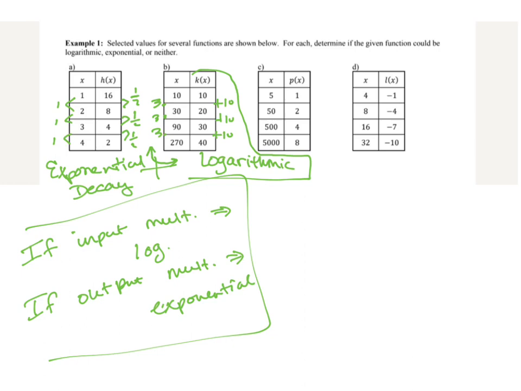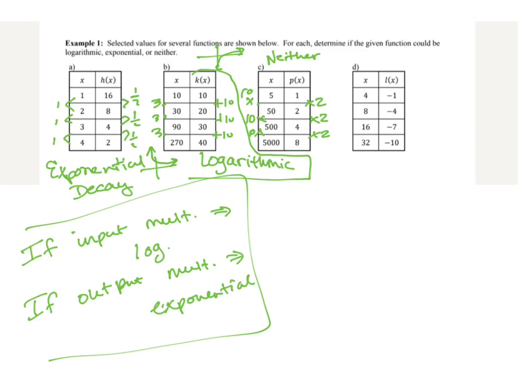What about x and p of x? What's x doing? Multiplying by 10 every time. What about y? Multiplying by 2. I don't have any case where both multiply. Okay, so this is going to be neither on letter C. And the logarithmic one would be concave down, like a frown. B or D? B. Yeah.